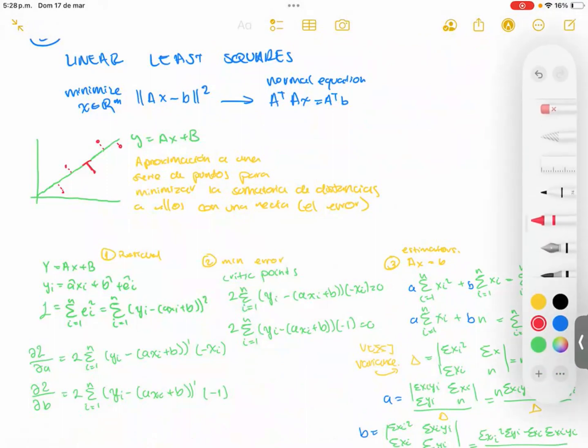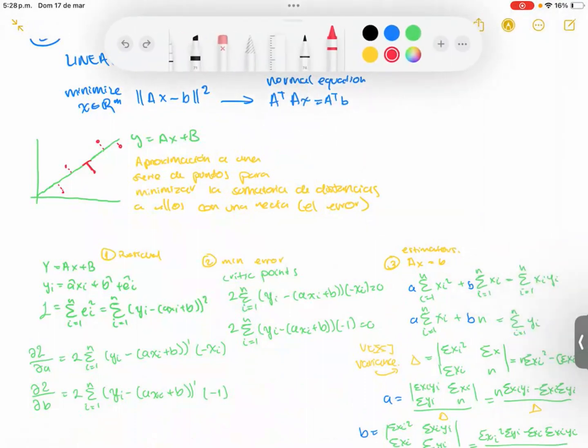It will be this one over here. Okay, this over here. This is our loss function in this problem of optimization.